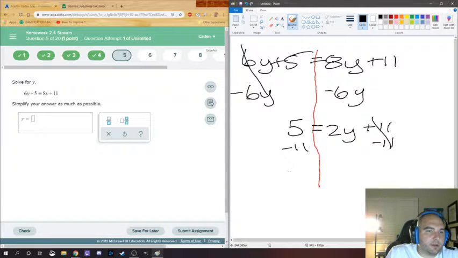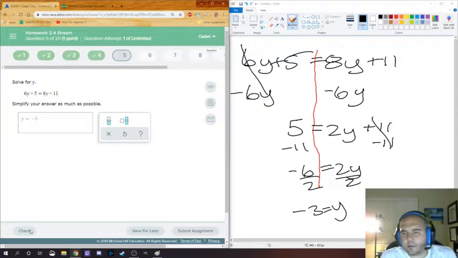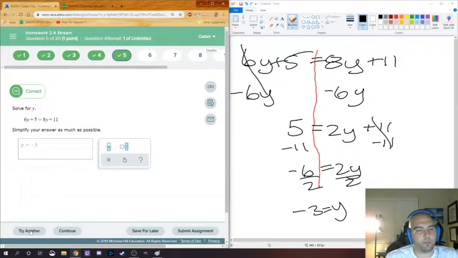Okay, I subtract 11 and I get negative 6 equals 2y, and then I divide by 2, and negative 3 is my result. Check. I think there's about 4 of these problems. I can't quite remember what I assigned here.